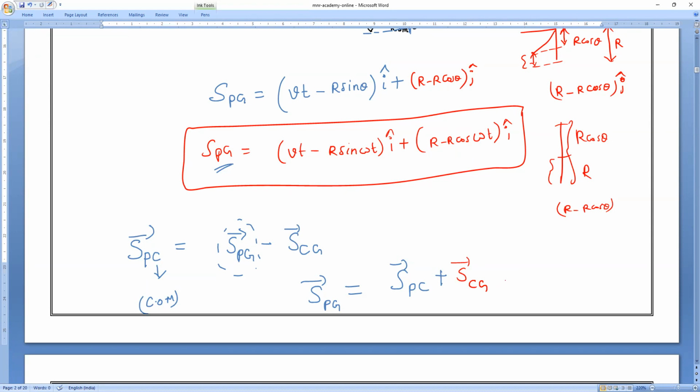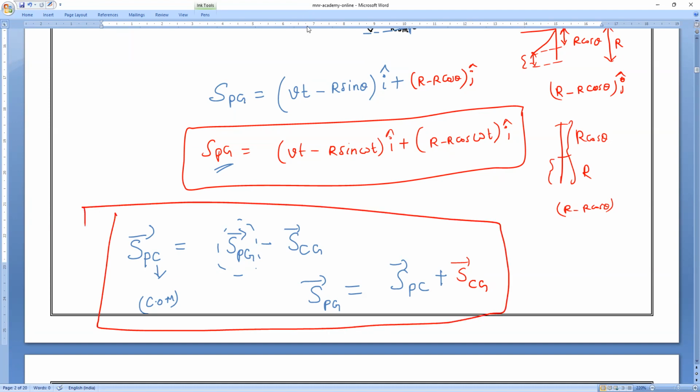Clear, guys? This is the first relation. It's the most important relation which you have to remember. Okay, guys? Clear? Yes, sir. So please remember both these relations regarding displacement.